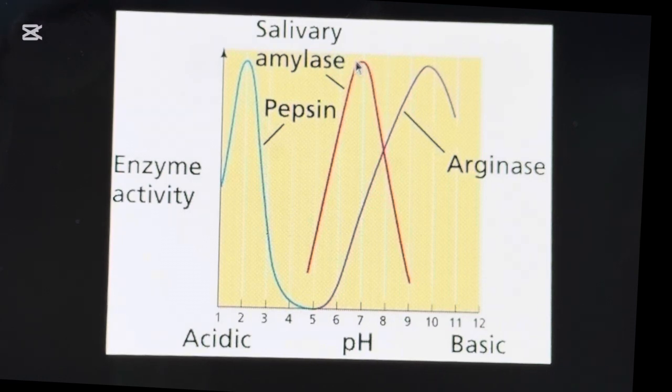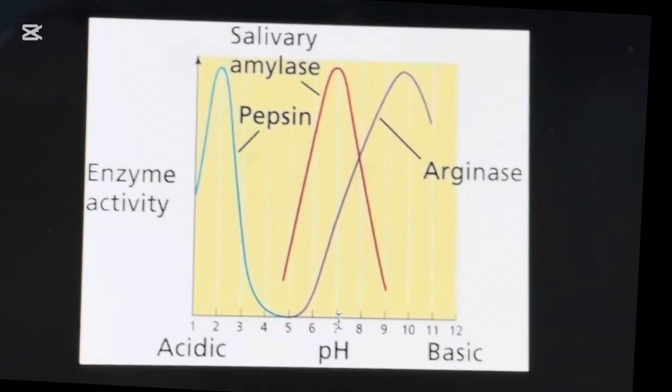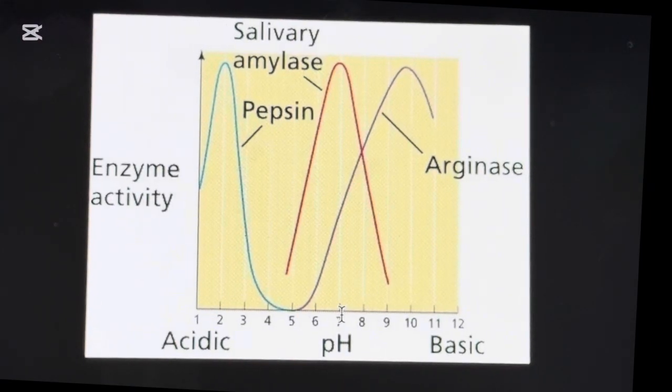If you look at the peak of the salivary amylase, it falls at a pH of around 6.8 to 7, which means salivary amylase functions best at slightly acidic to neutral pH. So the optimum is around 6.8 to 7. And at this pH range, salivary amylase can efficiently break down carbohydrates into simple sugars such as maltose.